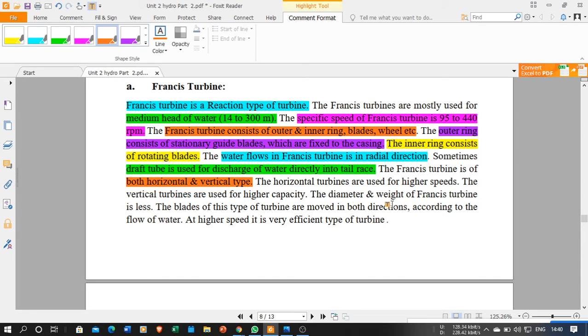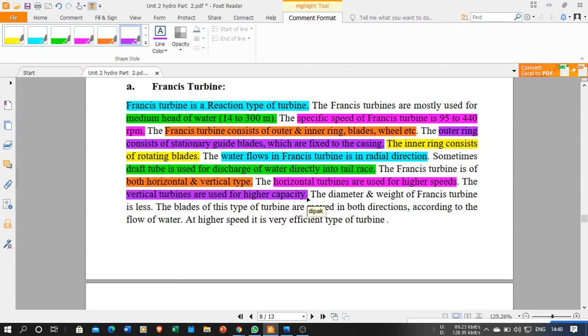The horizontal turbines are used for high speed. If my speed is more, then I can prefer the horizontal turbine. And the vertical turbine is used for high capacity, lower speed and high capacity. So horizontal turbines are used for higher speed, a few hundreds of rpm, and vertical turbines are used for low speed but higher capacity.